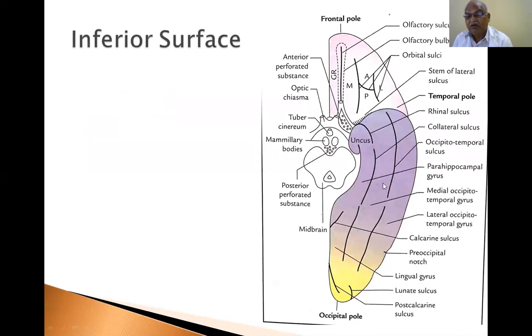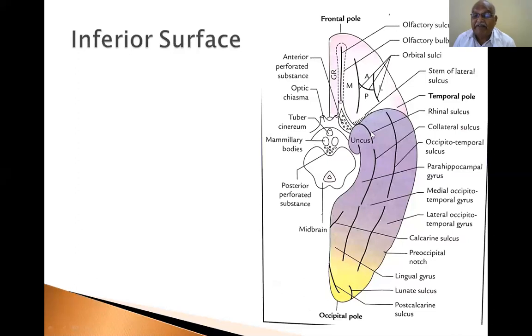This is the temporal lobe and this is the occipital lobe. The most medial and prominent part of the temporal lobe is the uncus. This is divided by one sulcus and another sulcus. This is the temporal lobe and this is the occipital lobe. This is called the occipito-temporal sulcus, and this is named the collateral sulcus, dividing this into the lateral occipito-temporal gyrus, the medial occipito-temporal gyrus, and the parahippocampal gyrus.